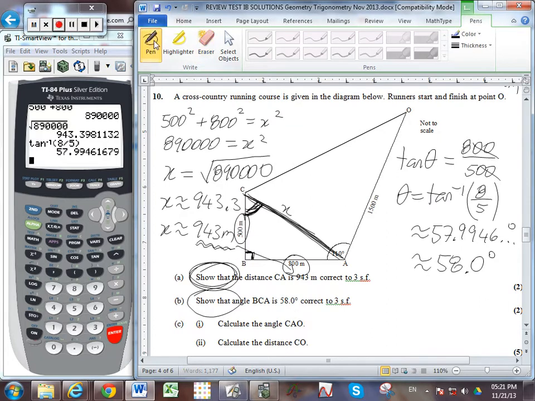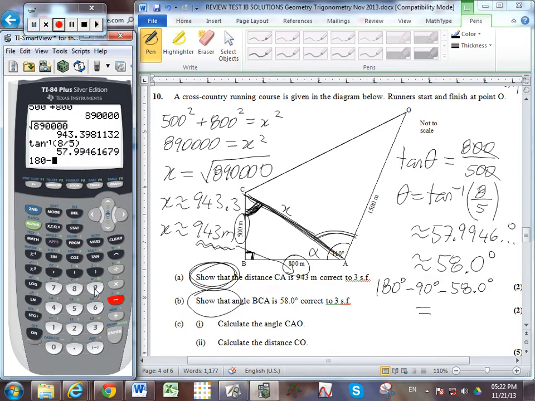Part C, part I. Calculate the angle CAO. So I'm looking for this one here. Okay, well, I suppose now that I know that this angle is 58.0, I should be able to figure out what this angle down here is. Let's call it alpha. Because the sum of the three angles in the triangle is 180 degrees, 180 degrees minus 90 minus 58 will give us alpha. Let's see what we get. 180 degrees minus 90 minus 58.0 degrees should leave us with the remaining angle measure of the triangle ABC. So 180 minus 90 minus 58, and we're left with 32 degrees.